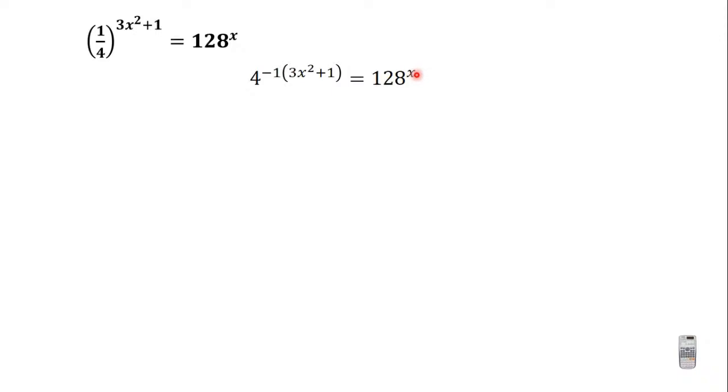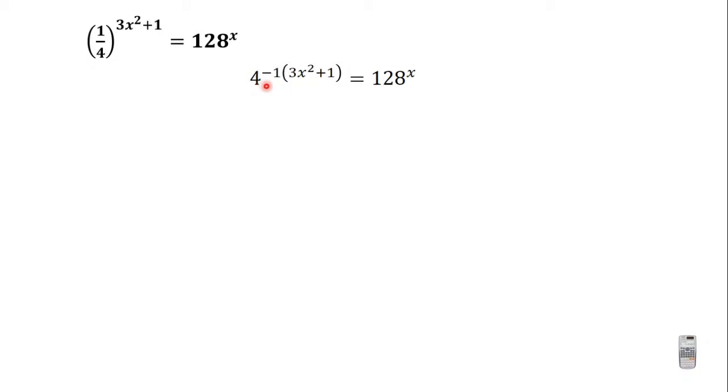exponent x. The main goal here is to make sure that the term on the left hand side and the term on the right hand side have the same base. The term on the left hand side has a base of 4. What we have on the right hand side has a base of 128. So we have to make sure that they have the same base. We can't express 128 in index form such that it has a base of 4. But what we can do is express 128 in index form such that it has a base of 2. We can also express 4 in index form such that it has a base of 2.